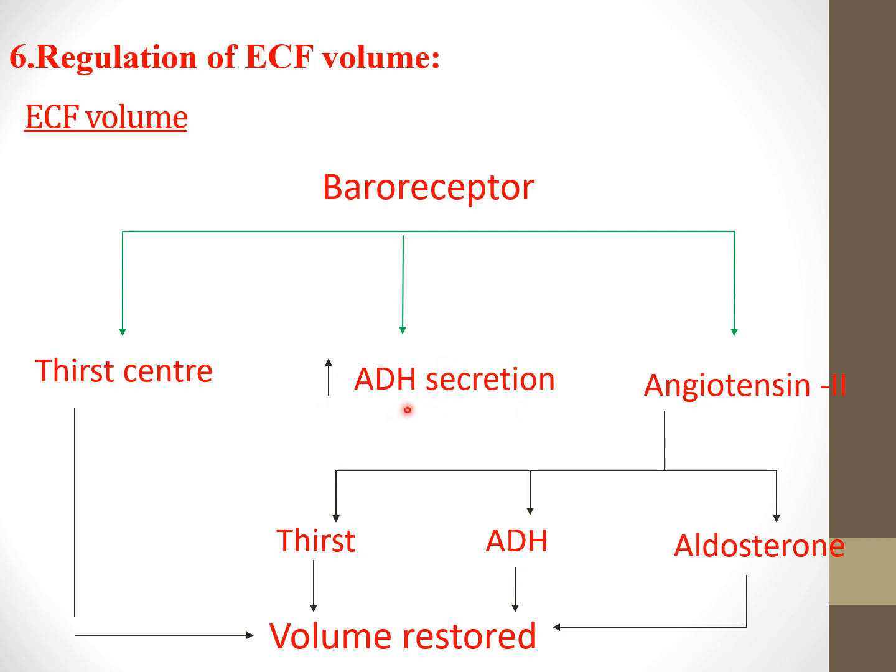What happens whenever this antidiuretic hormone secretion happens? It increases water retention. Then when the thirst center is stimulated, it causes an increase in water intake, and the person drinks water. And then on the other hand, it stimulates the angiotensin 2 mechanism. So the angiotensin 2 mechanism works again with three mechanisms: aldosterone, ADH and the thirst mechanism. Finally, the ECF volume is restored.